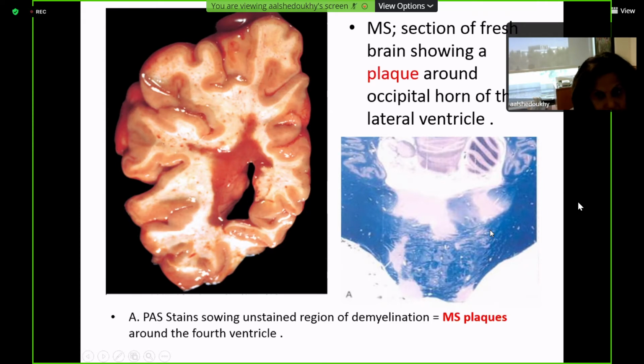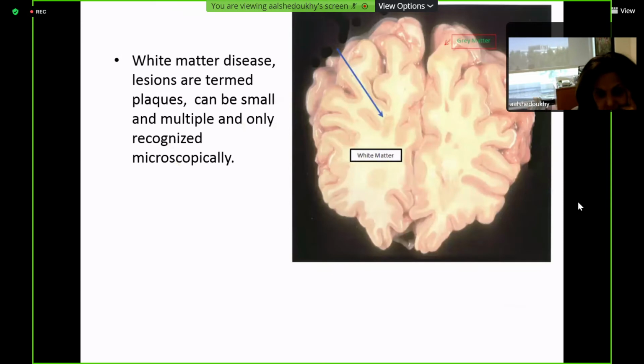So we said around the fourth ventricle, optic nerves, and spinal cord. So it's a white matter disease, and the white matter lesions are termed plaques and can be small and can be multiple and only recognized by microscopy. You can see it in radiology, and you will have a huge differential. It can be glioma, it can be abscess, it can be infection, it can be ischemia, it can be clot. But when you take a biopsy, you will see features of demyelination and inflammation.